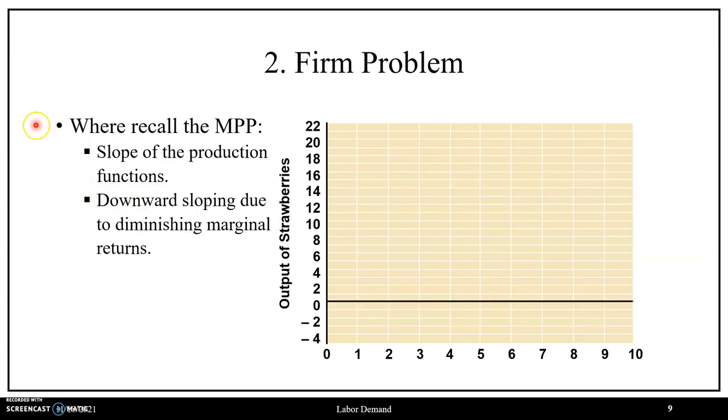Revisiting these concepts graphically, let us start with the marginal physical product. Since it's the slope of the production function, let us first graphically look at the production function, which we'll have on the right. On the vertical axis we have output, and on the horizontal axis we have quantity of labor.